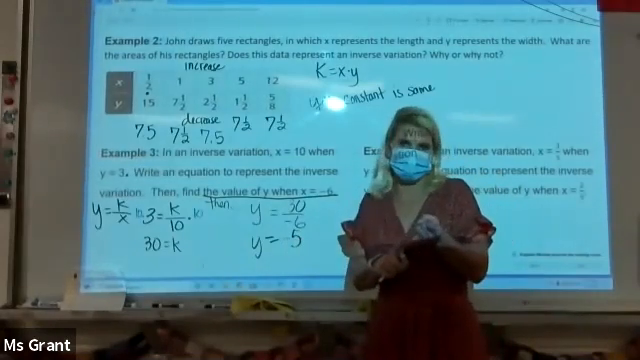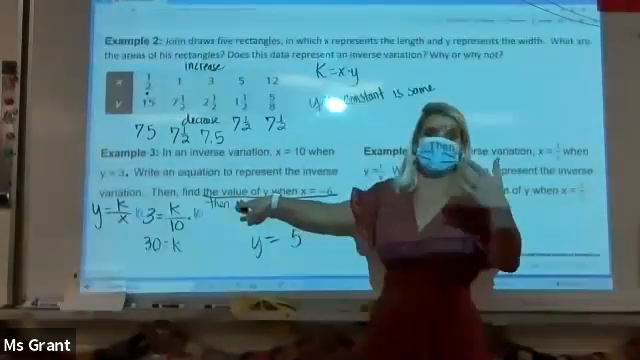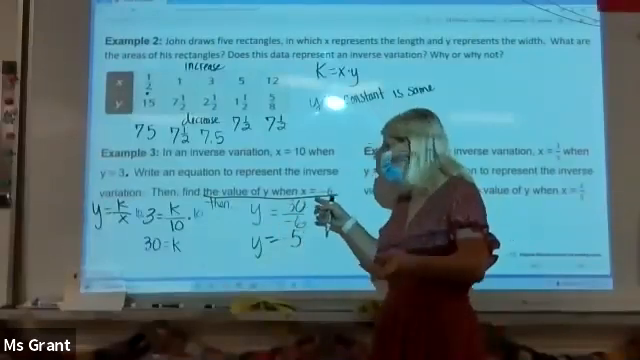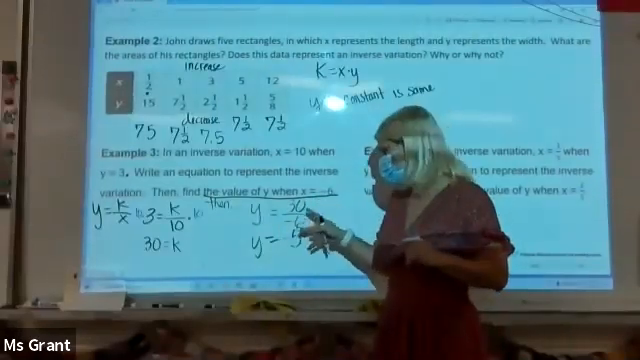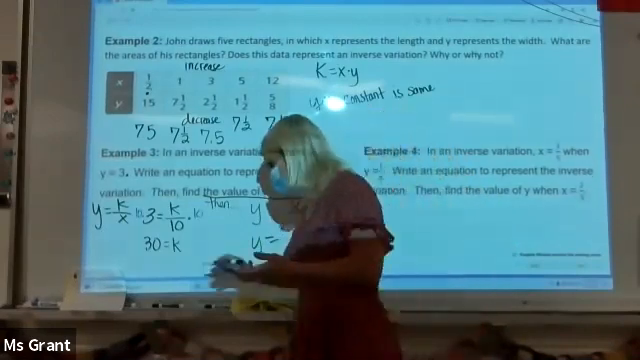I found my constant. And then I was asked a next question. Okay, well, what is Y if I know that X is -6? So then I used my K. I put my K into practice. Same thing with this next one.